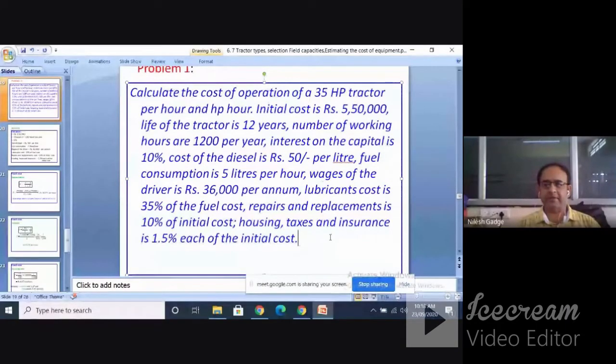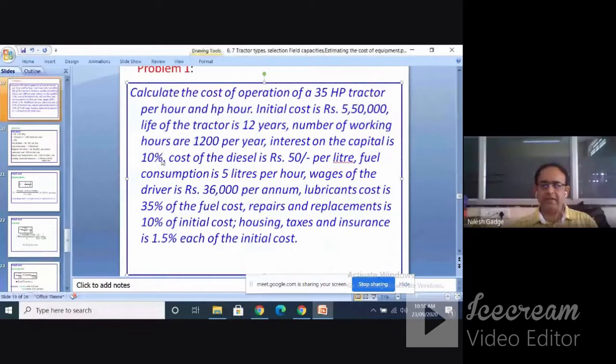And per HP hour. Initial cost of the tractor is 5,50,000. Life of the tractor is 12 years. Number of working hours are 1,200 per year. It is given. If working hours are not given, you have to take 1,000 hours. Interest on the capital is given. It is 10%. If not given, you have to assume it.